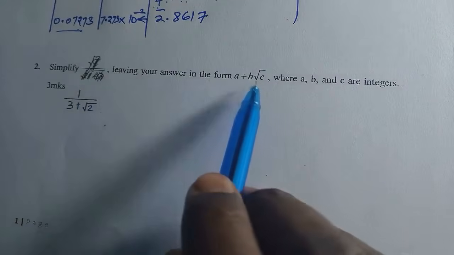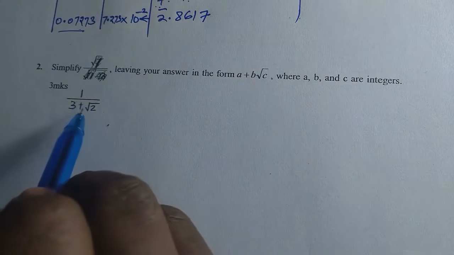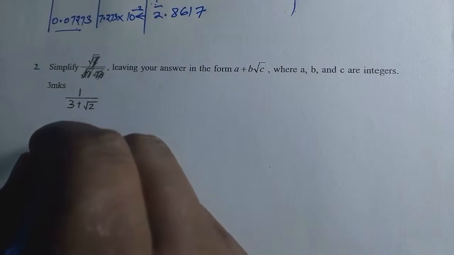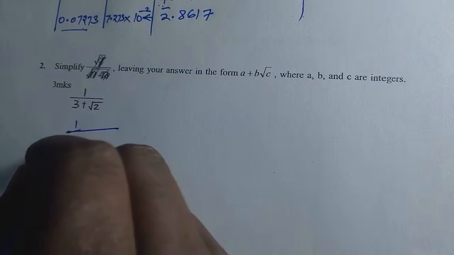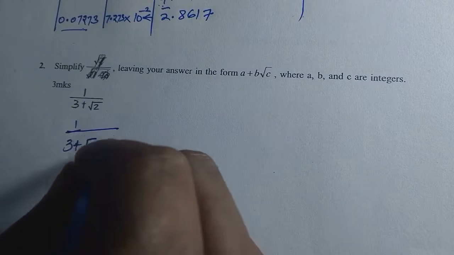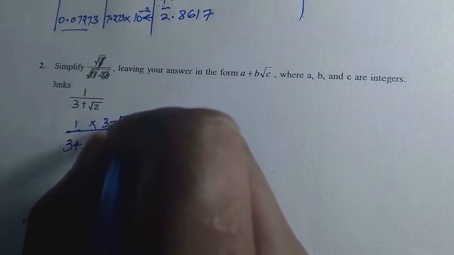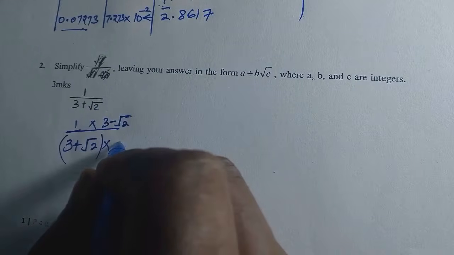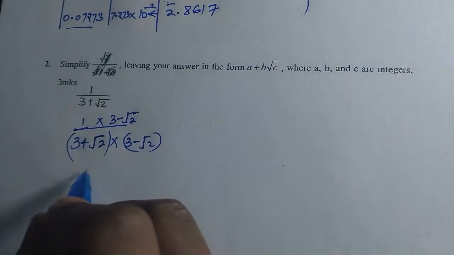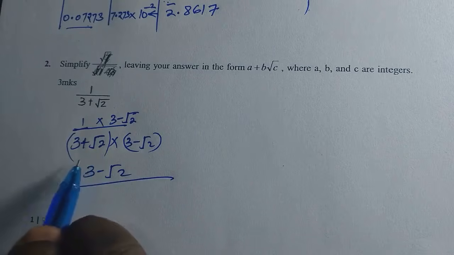Simplify, leaving your answer in the form shown. This is hard. How do you do it? We look for the conjugate of the denominator and multiply the numerator and the denominator. So we start there. This is 1 over 3 plus root 2 times the conjugate. The conjugate of this is 3 minus root 2 times 3 minus root 2. That is the conjugate. So the numerator, we are going to have 3 minus root 2 as the numerator over the denominator.